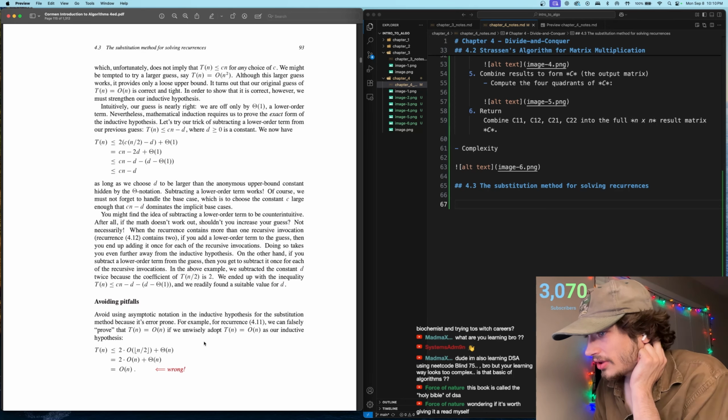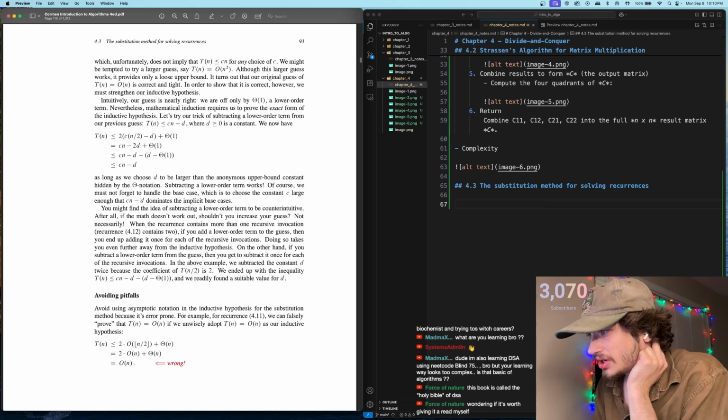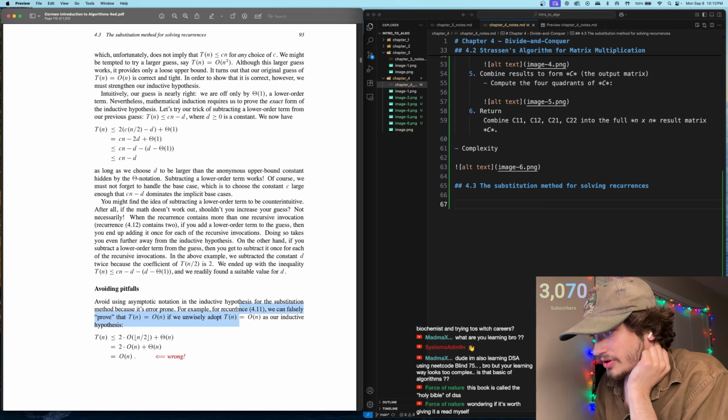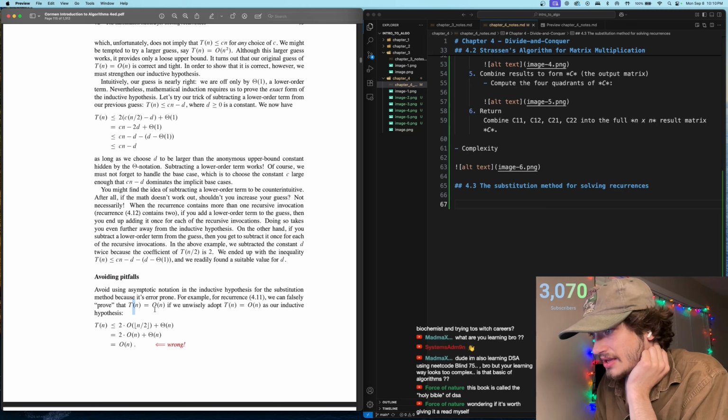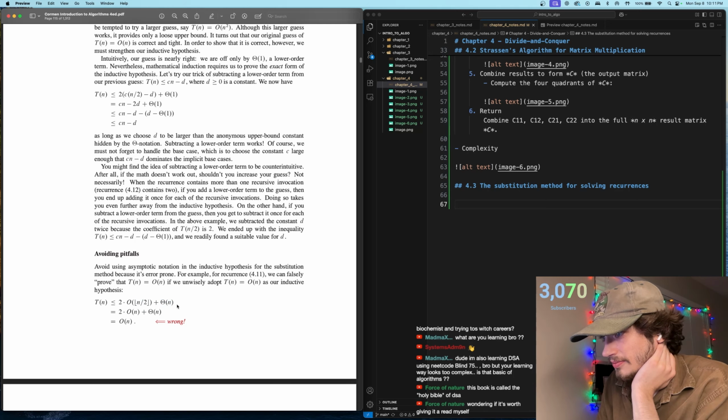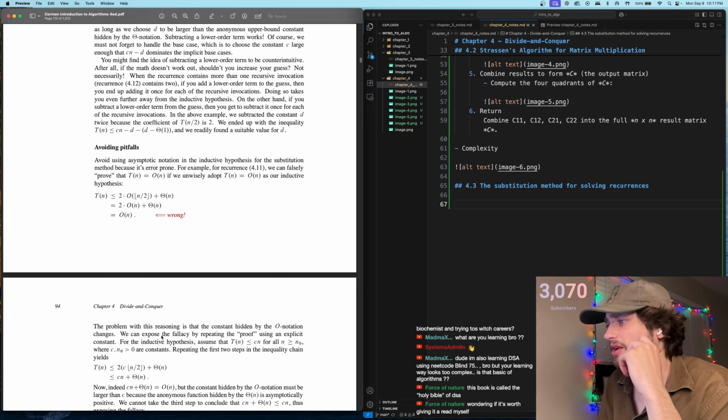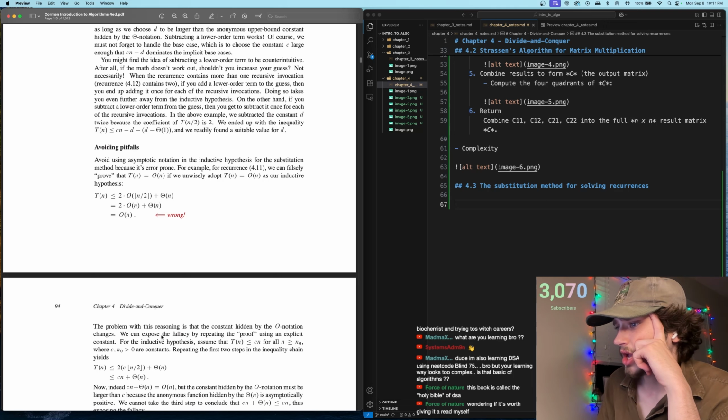Avoiding pitfalls. Avoid using asymptotic notation in the inductive hypothesis for the substitution method because it's error-prone. For example, for recurrence 4.11, we can falsely prove that T(n) = O(n) if we unwisely adopt that T(n) = O(n) as our inductive hypothesis. T(n) ≤ 2·O(⌊n/2⌋) + Θ(n). The problem with this reasoning is that the constant hidden by the O notation changes.